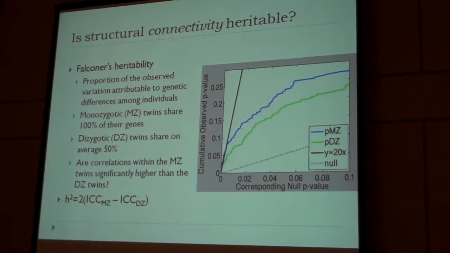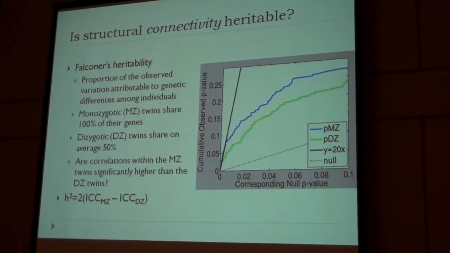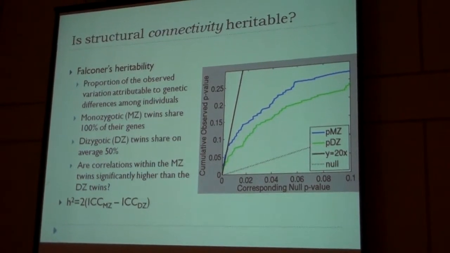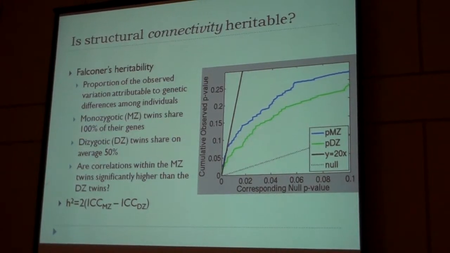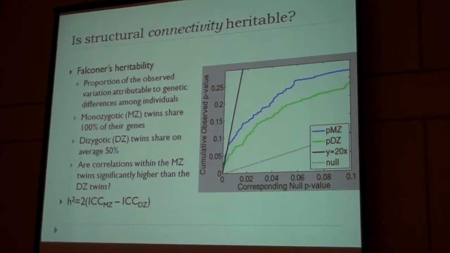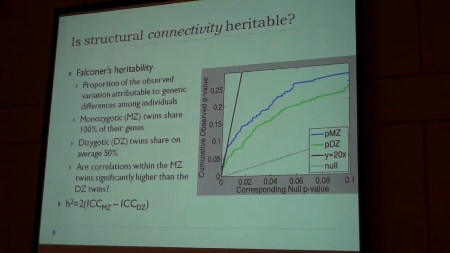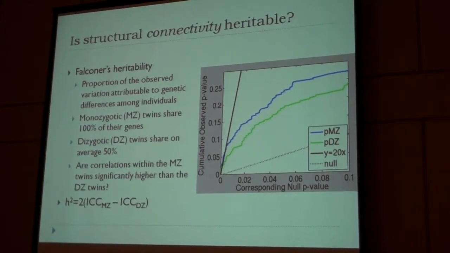Monozygotic twins share 100% of their genes, while dizygotic twins share 50% of their genes on average. We use Falconer's heritability to gain a rough initial measure of heritability in our subjects. It looks at the intraclass correlation between the monozygotic twins versus the intraclass correlation in the dizygotic twins.